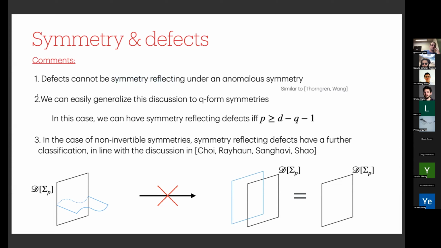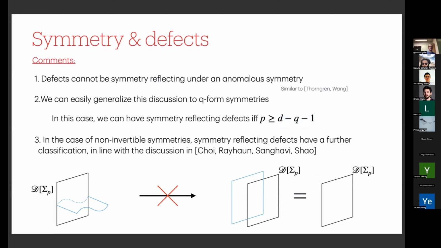The second comment is something that I was already saying before to Yunkin, that we can generalize this notion to Q-form symmetries, but now we can allow for more dimensionality of the defect. In particular, any p-dimensional defect can be reflecting under a Q-form symmetry if p is greater or equal than the dimension of the topological operator, which is D minus Q minus 1.